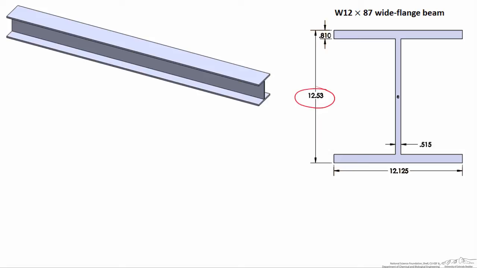And the third variable is 87, and that stands for pounds per foot. So this would give you the weight of the beam. So each foot of the beam weighs 87 pounds. And there's all sorts of these W12 beams. They range anywhere from W12 by 14 up to W12 by 136.